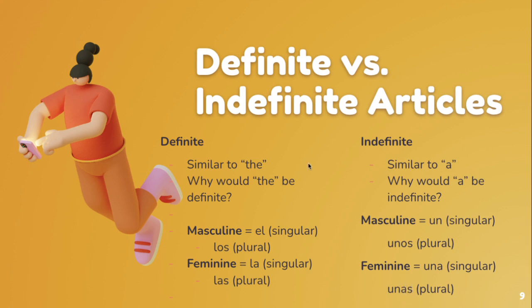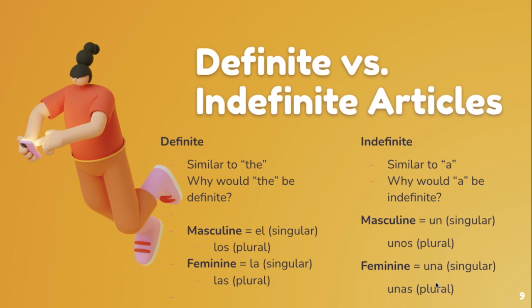Remember, your articles always go before a noun. So whatever the gender of the noun is, whether it's masculine or feminine, that then defines if you use el, la, un, una, los, las, or unos, unas.